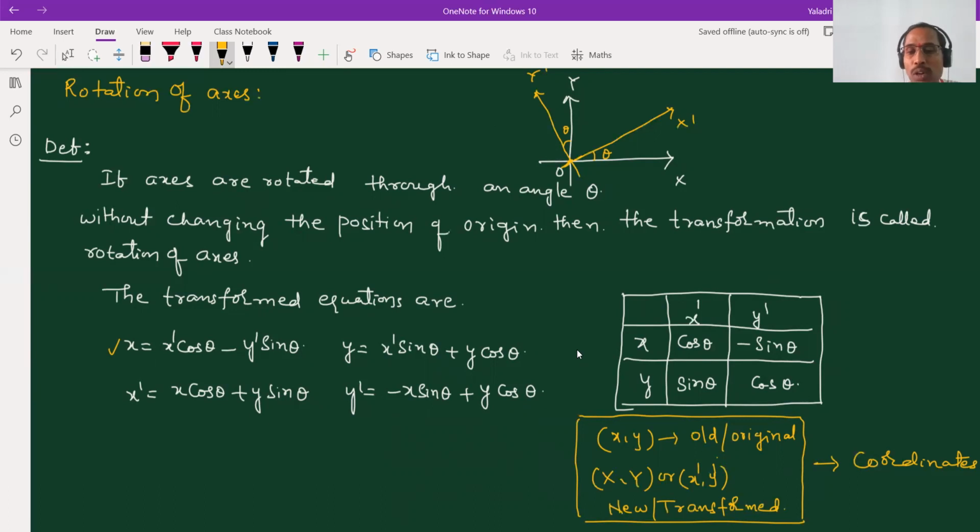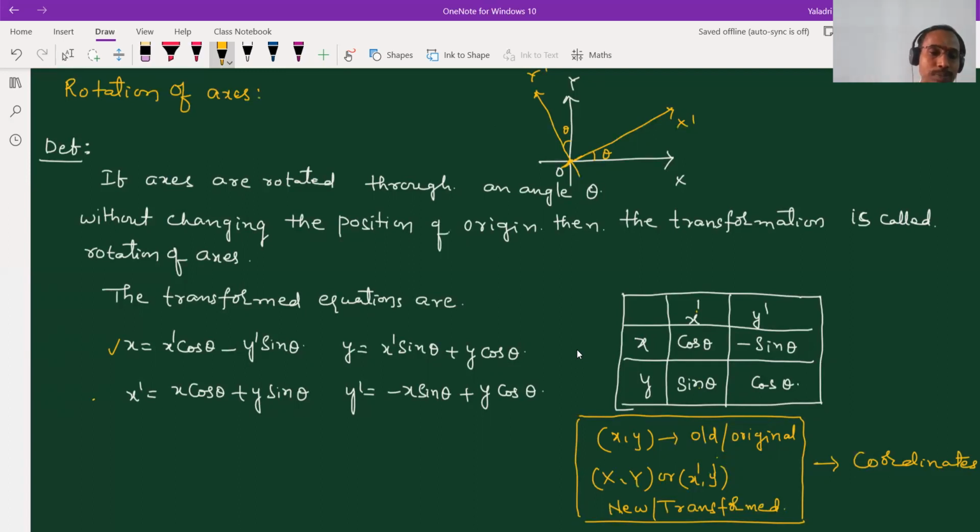Similarly, y also. Y is equal to: you should see the corresponding row of y. Again multiply with x dash and sin theta, and multiply with y dash cos theta. You should add them. So you get y is equal to x dash sin theta plus y dash cos theta.